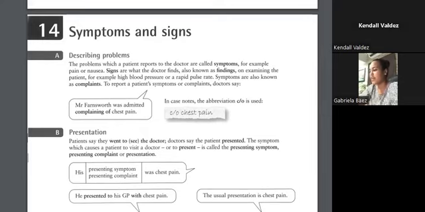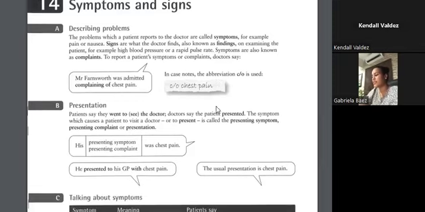Presentation. Patients say they went to see the doctor. Doctors say the patient presented. The symptom which causes a patient to visit a doctor, or to present, is called the presenting symptom, presenting complaint, or presentation. His presenting symptom was chest pain. He presented to his GP with chest pain. The usual presentation is chest pain.